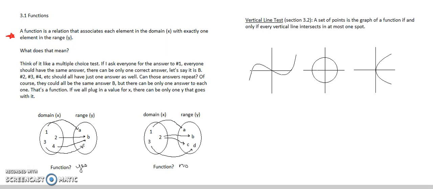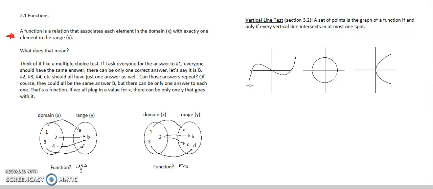Okay, so one easy way to look at a relation and decide if it's a function or not is something called the vertical line test. This is actually out of section 3.2, but it makes more sense to me to put it here where we're talking about functions. So the vertical line test says a set of points is the graph of a function if and only if every vertical line intersects in at most one spot. Okay, so what that means is as you're going across, typically we go left to right, any vertical line that you could possibly draw cannot intersect in more than one point. It's okay if there's 0, but there can't be more than 1.